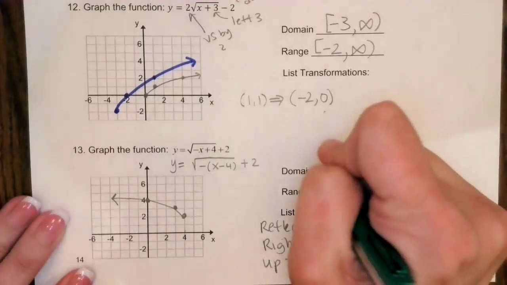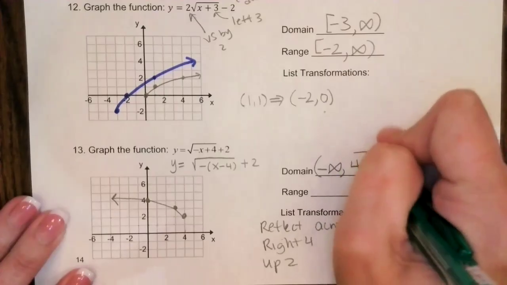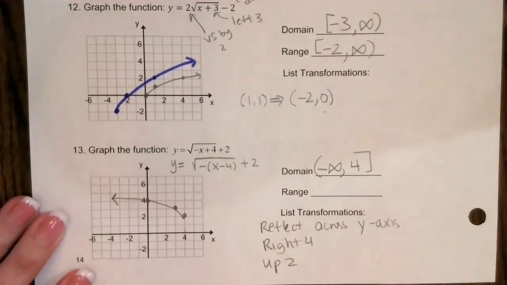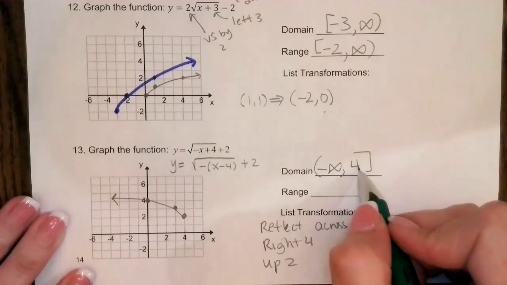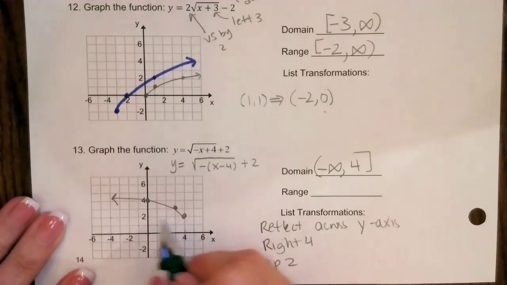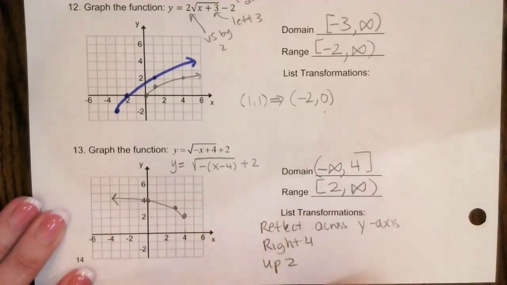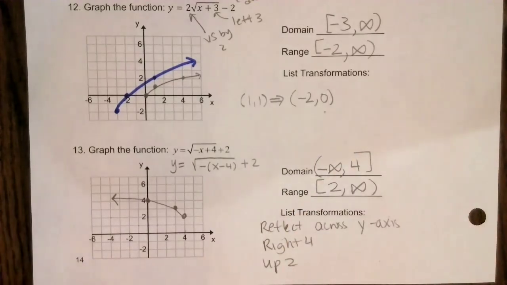Now for the domain for this one, it is coming from negative infinity, and 4 is the biggest x found on this graph. So we always do the smallest to the biggest here. There is a point at 4, so I'm going to have a bracket. For my range, my smallest y value is 2, and it is going up forever, so that's going to be an infinity sign.